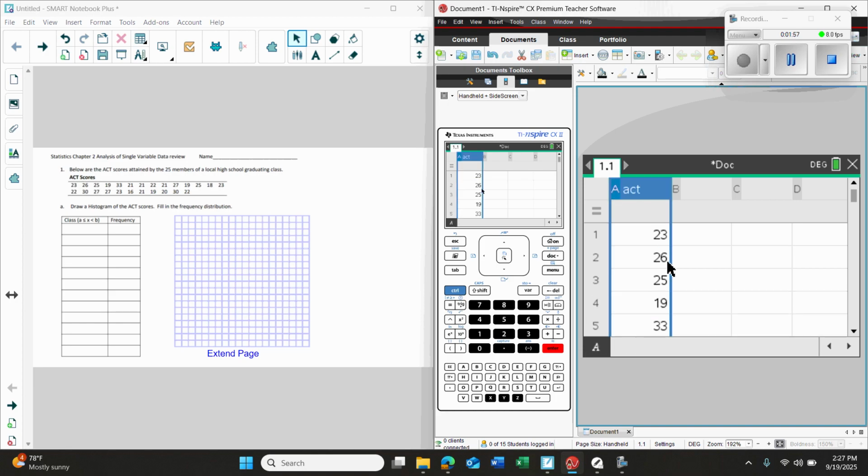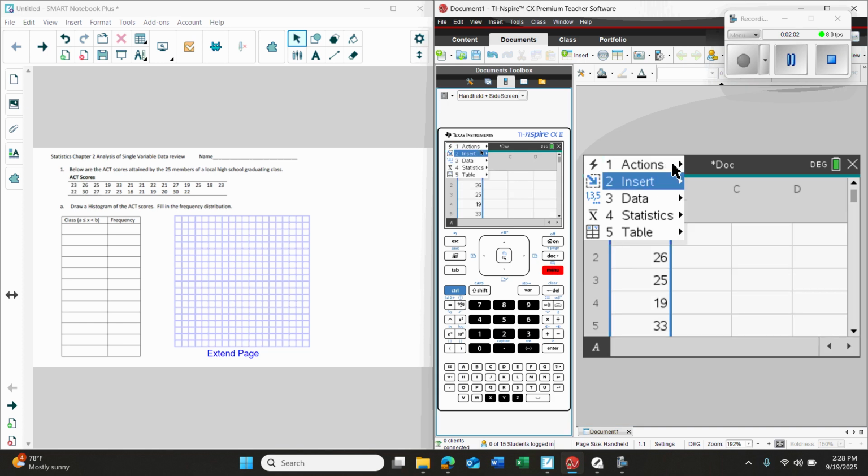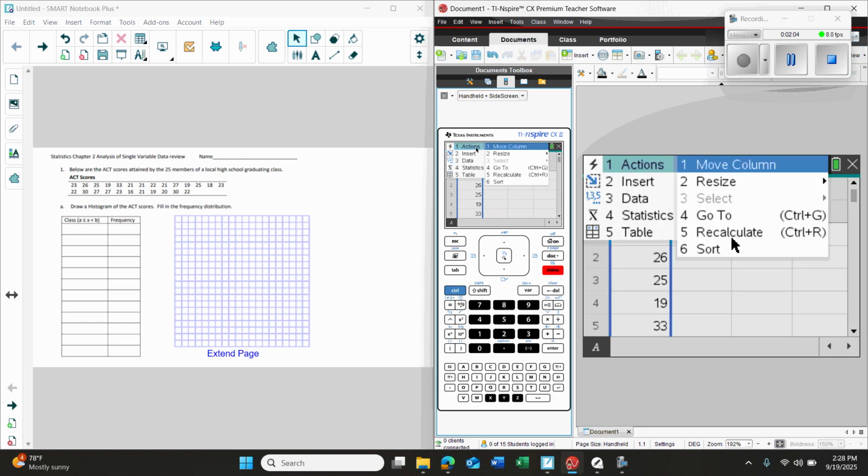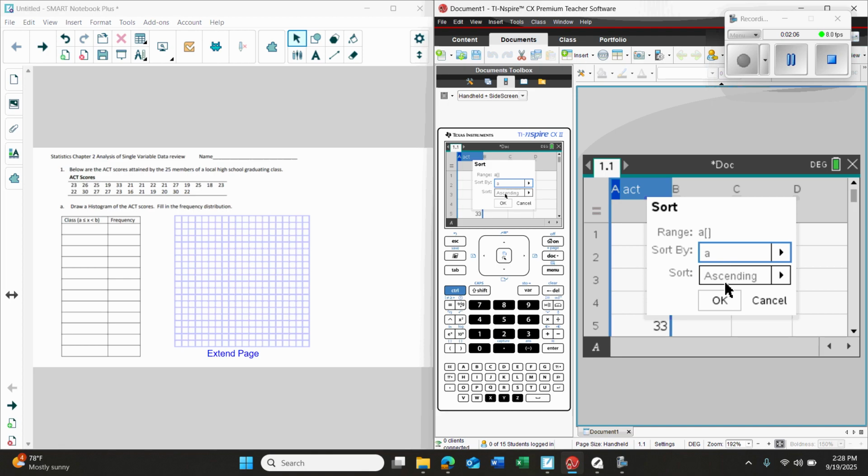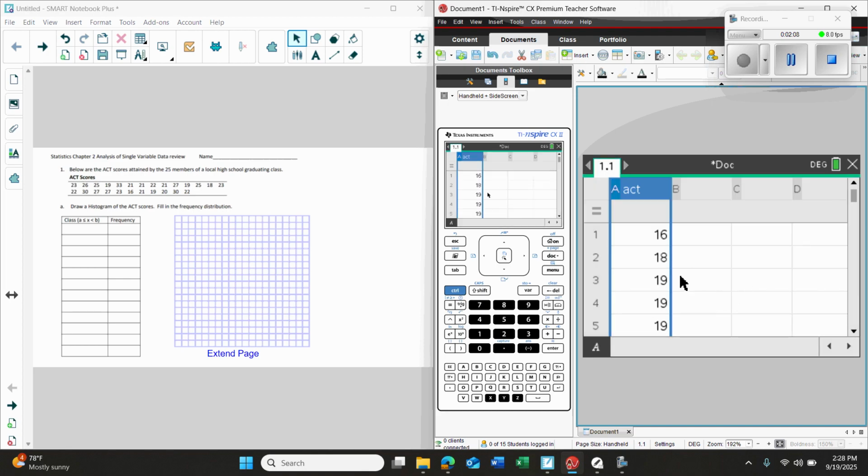All right, so one thing I'm going to do right away is sort it. So make sure you have the whole column highlighted. We're going to go menu, actions, sort. We want to sort them ascending, because that's going to come in handy in a little bit here.